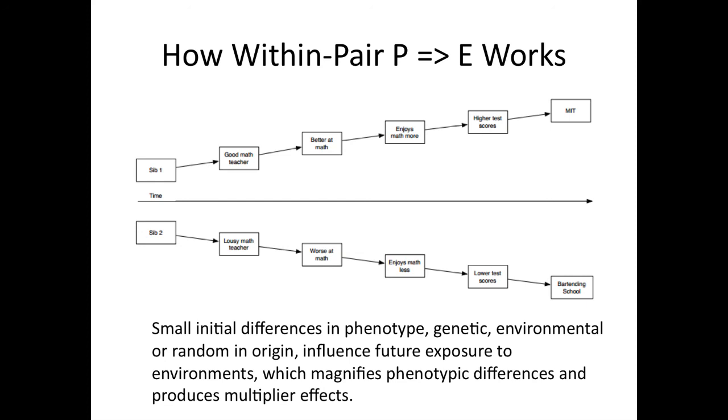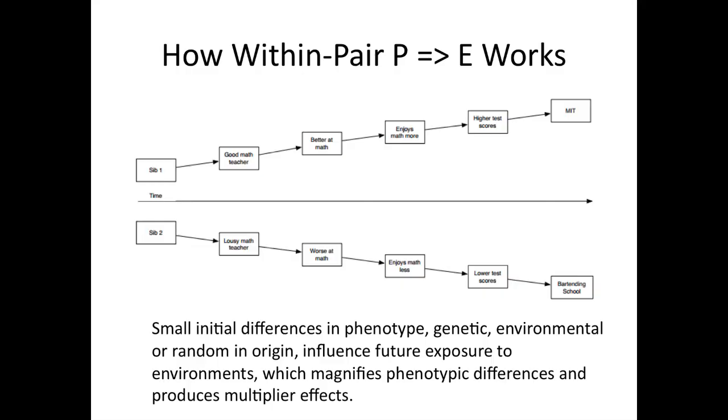I want you to imagine that, for reasons that might be completely random, there is a small difference in ability at an early age between sibling 1 and sibling 2. Maybe there's some minor genetic difference between them. Maybe one of them had a serious illness when they were young. Who knows? It could be anything. But sibling 1 and sibling 2 have a small difference. And sibling 1, the smarter one, because he seems a little smarter, gets placed with a good math teacher.